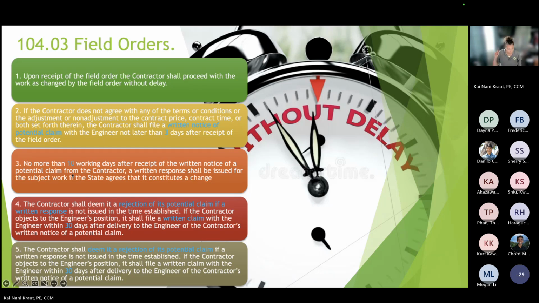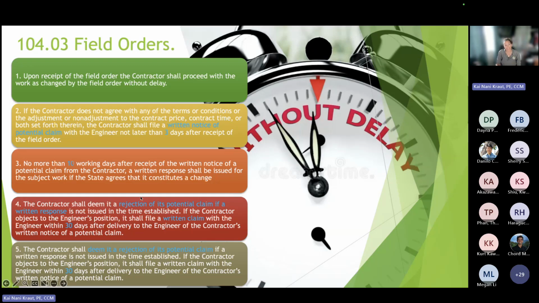Okay, so "no more than 10 working days after the receipt of the written notice of potential claim from the contractor, a written response shall be issued for the subject work if the state agrees that it constitutes a change." So again, they're going to put in notice. If you think it's a change, you should respond. And again, part of this is that notice is not meeting minutes. Notice could be emails, and it should be a formal notification. And we're going to talk again about what should be in there, as in the previous section.